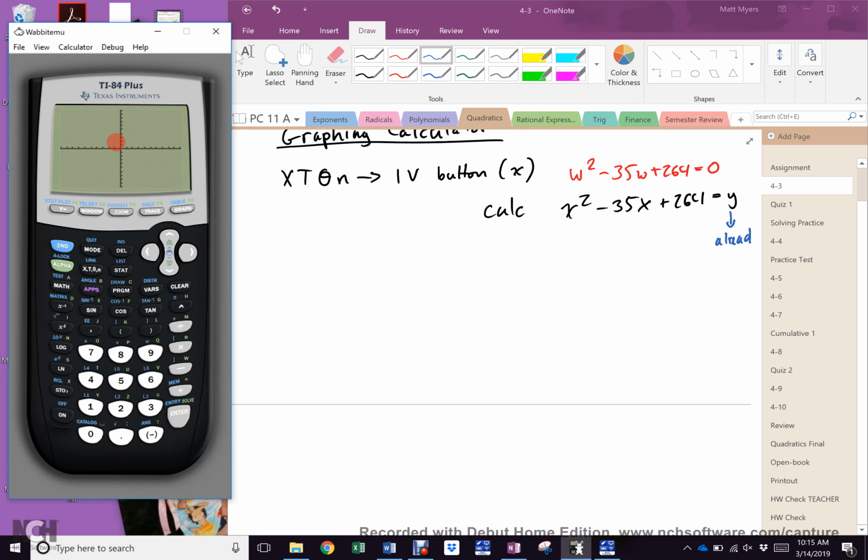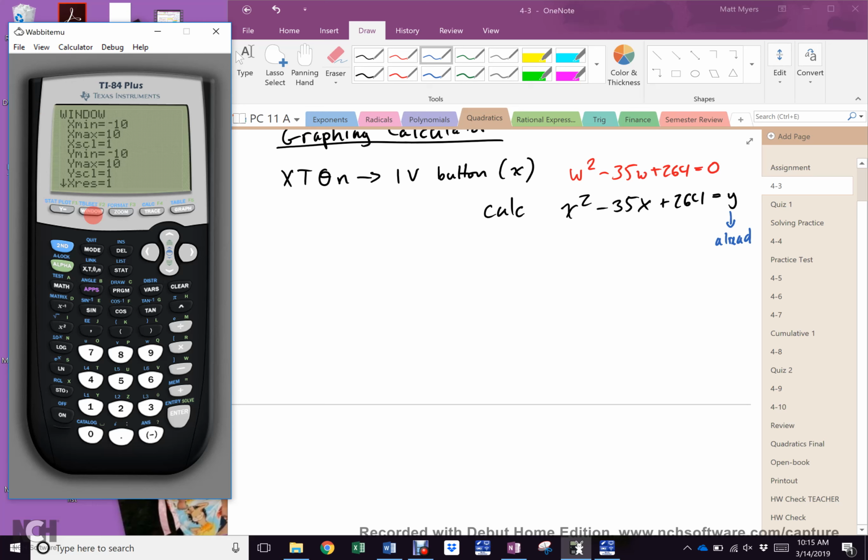All right, now, what we're going to do is we're going to manipulate the window to find it. Now, since this was a rectangle question, is it possible to have any x's that are negative? No, of course not. So do we need any of this? No. So watch what we do. Everybody see the button that says window? Hit it.